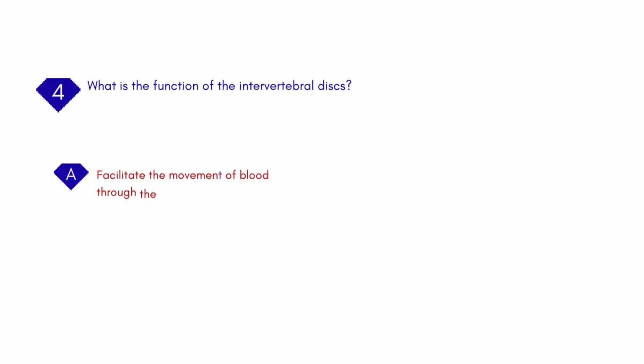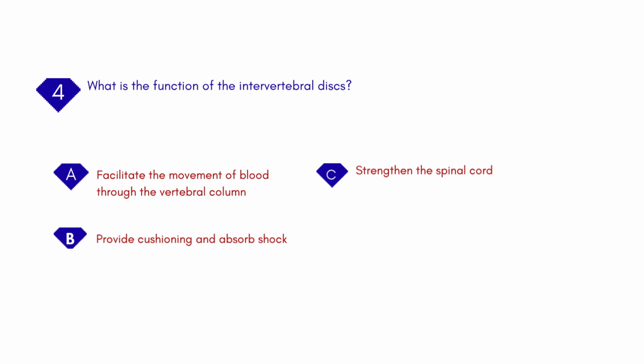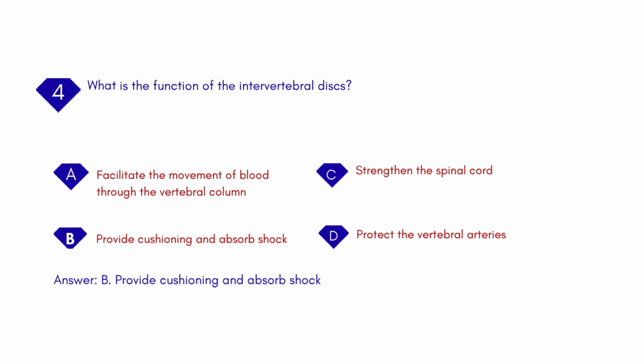What is the function of the intervertebral discs? A. Facilitate the movement of blood through the vertebral column. B. Provide cushioning and absorb shock. C. Strengthen the spinal cord. D. Protect the vertebral arteries. Answer: B. Provide cushioning and absorb shock.